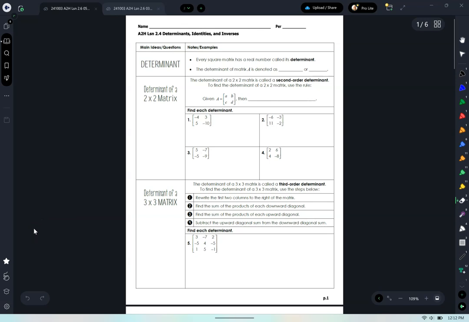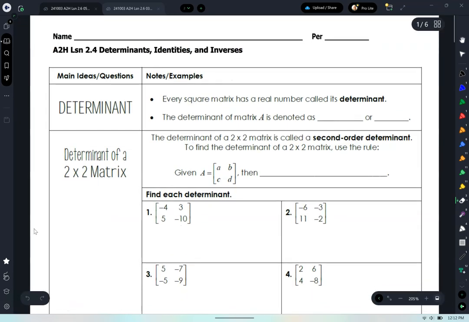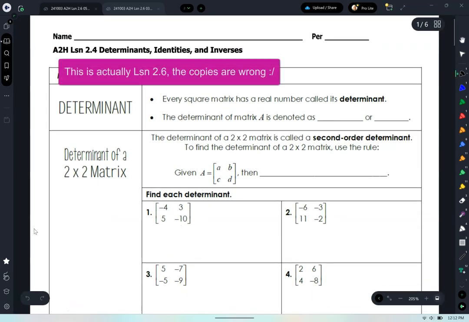I'm ready to go. Are you ready to go? Want to go? Let's go. Let's do this. All right, here we go. There we go. Okay, calculator, let's go.